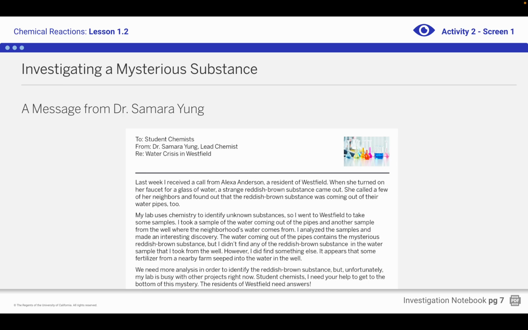The water coming out of the pipes contains the mysterious reddish-brown substance, but I didn't find any of the reddish-brown substance in the water samples that I took from the well. However, I did find something else. It appears that some fertilizer from a nearby farm seeped into the water in the well. We need more analysis in order to identify the reddish-brown substance, but unfortunately my lab is busy with other projects now. Student chemists, I need your help to get to the bottom of this mystery. The residents of Westfield need answers.